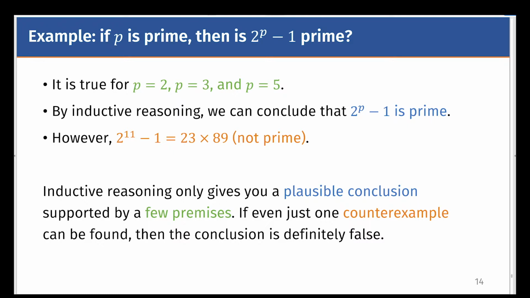So by inductive reasoning, we believe that 2 to the power p minus 1 is prime for any prime number p. However, the following counterexample, 2 to the power of 11 minus 1, shows that the conclusion must be false. So you see, in inductive reasoning, you only get a plausible conclusion that is supported by a few or enough premises. If even just one counterexample can be found, then the conclusion is definitely false.